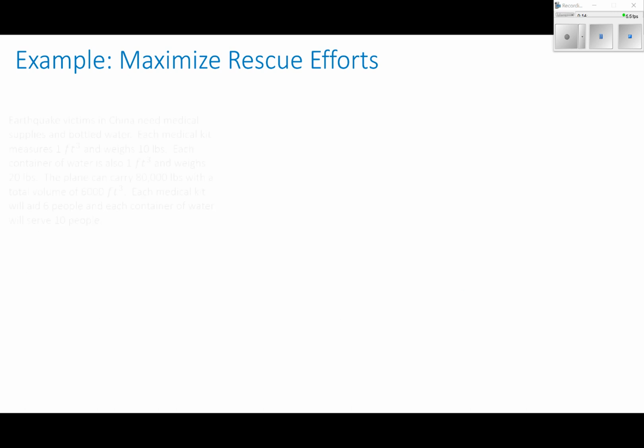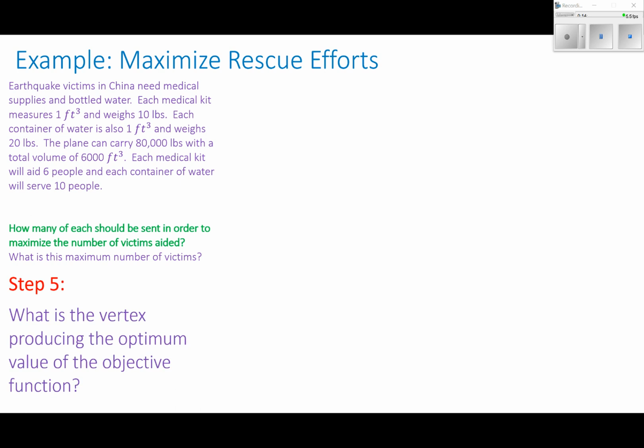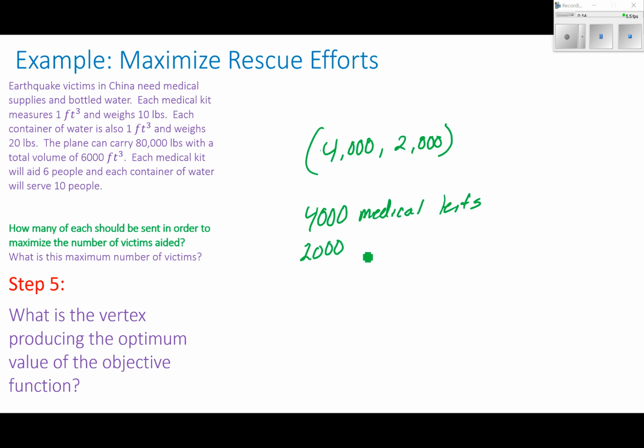So step 5, what is the vertex producing the optimum value of the function? Well, we found that was at our 4,000, comma, 2,000. And again, X is representing our medical kits. So 4,000 medical kits, 2,000 bottled water. And when I do all that, it ends up being 44,000 victims served.